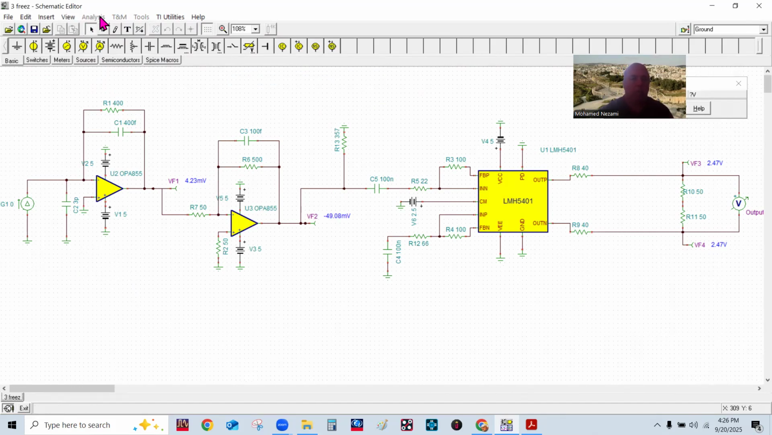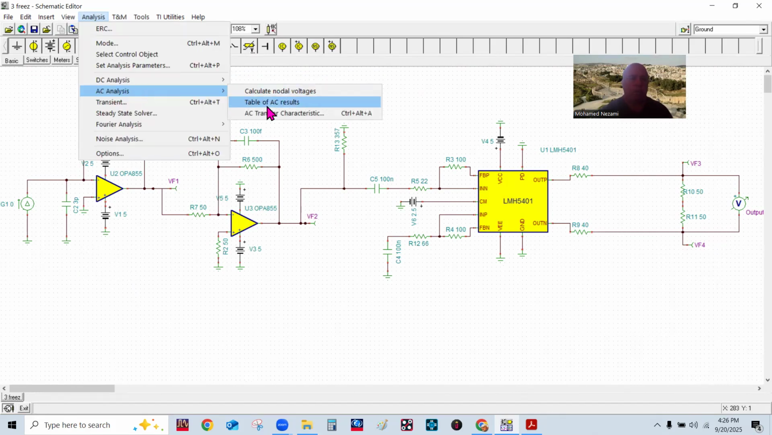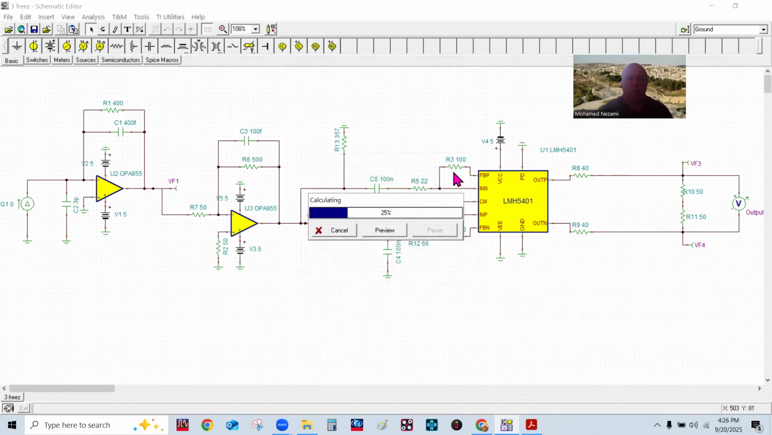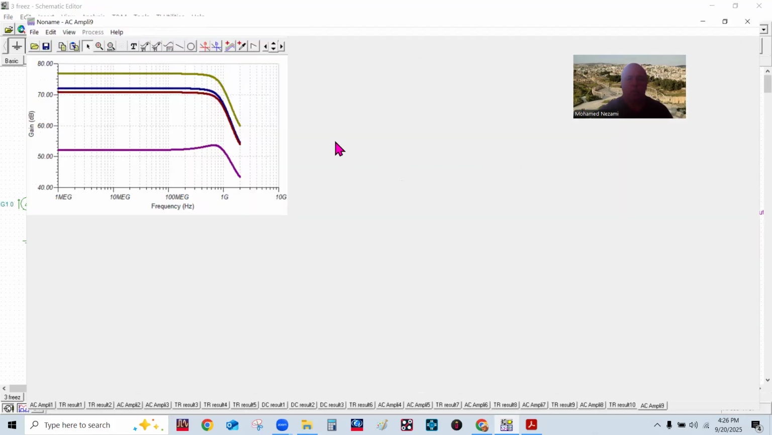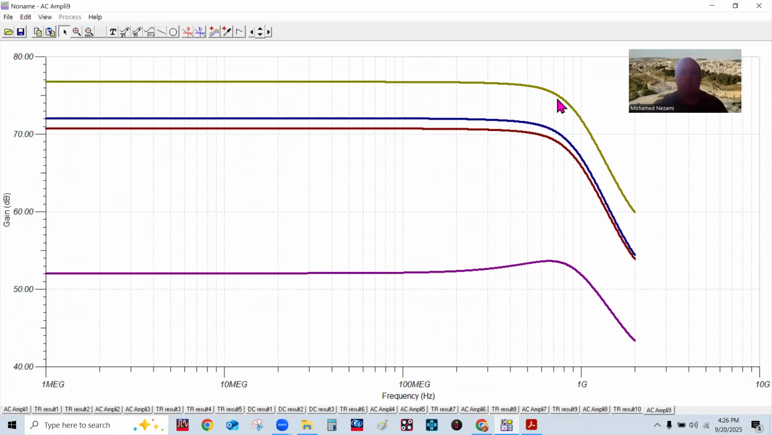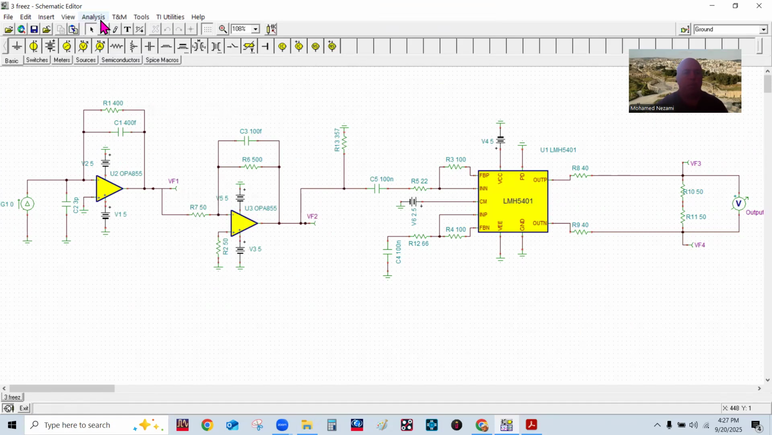So let's look at the AC response of this. Okay, so basically here's where I am. It starts to roll off at around 200, 300, 400 megahertz onto a gigahertz. At a gigahertz it has a gain of about 71 dB. And then of course we need to look at the response.